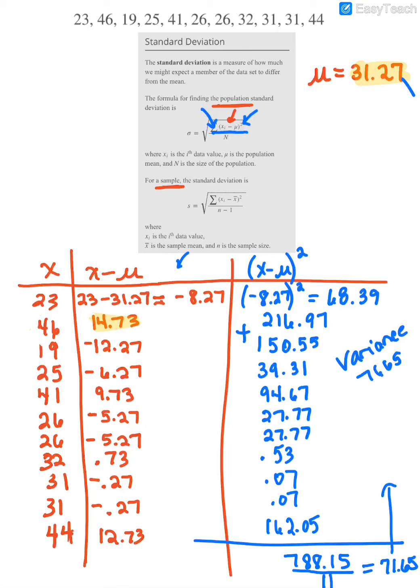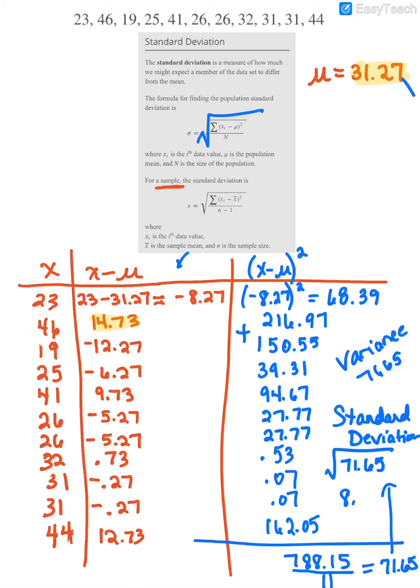To get to the standard deviation, notice that the formula shows you that you're going to take the square root of that answer. So when I say what is my standard deviation, in this case it is the square root of 71.65. So I'm going to take the square root on my calculator, and I get a standard deviation of 8.46. And again, you have to pay attention to how many decimal places they're going to want on your answer.